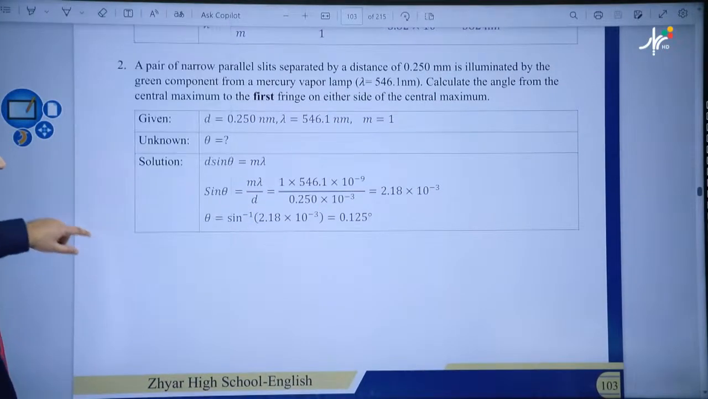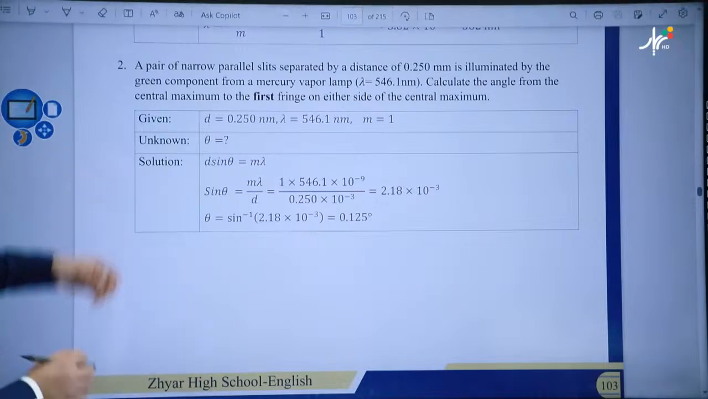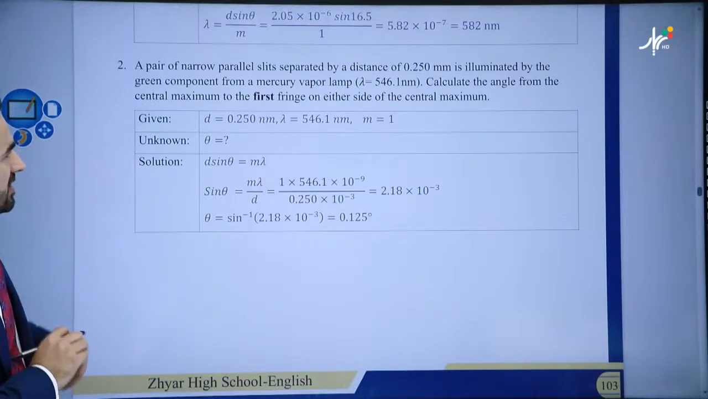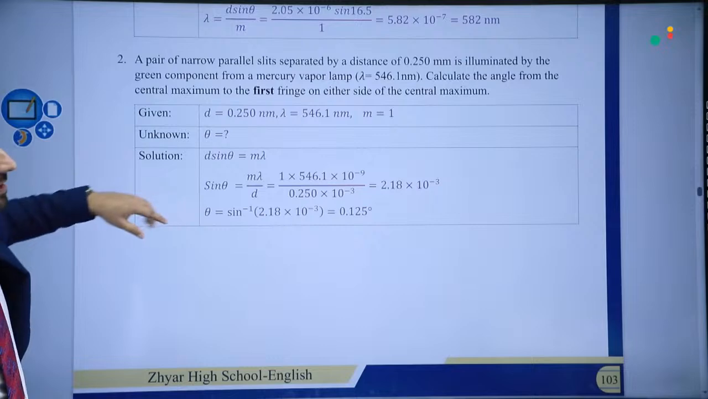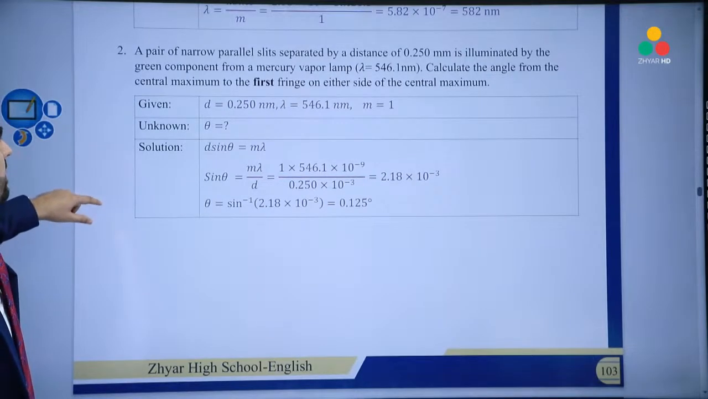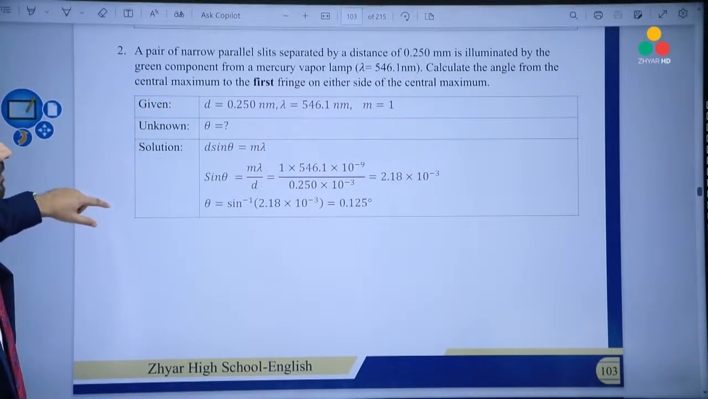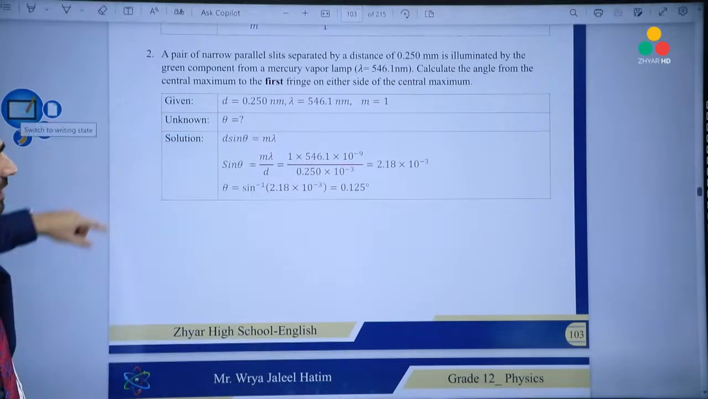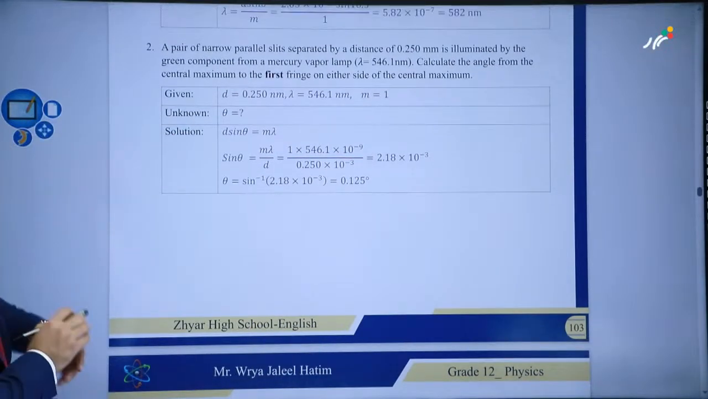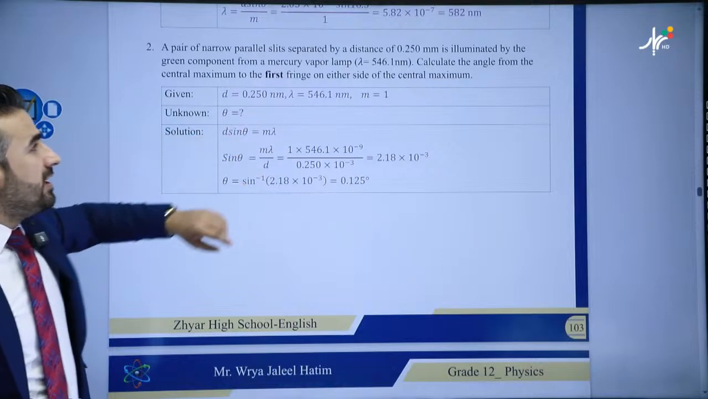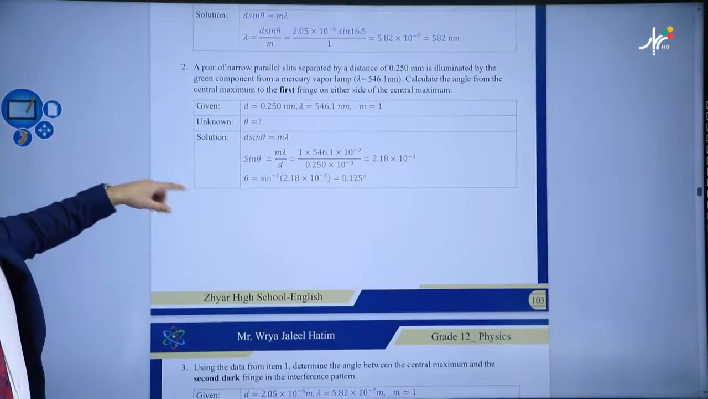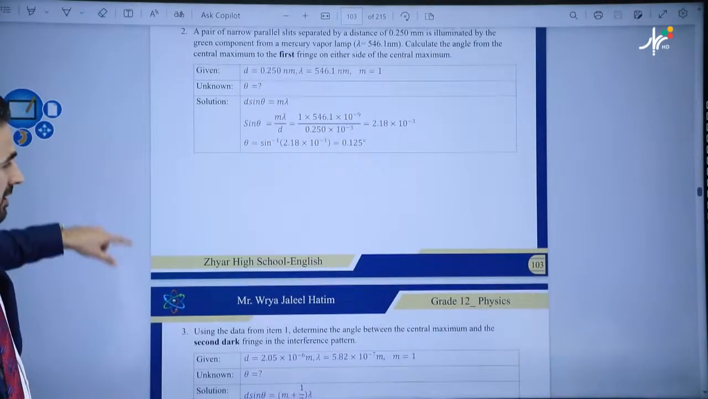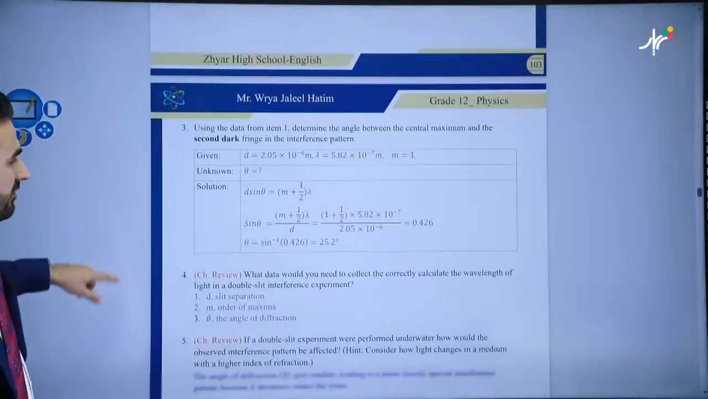Okay, and another question that we have here says the following. A pair of narrow parallel slits separated by a distance d, in millimeters, careful, is illuminated by a green component from a mercury vapor lamp. Lambda is given, in nanometers again. Calculate the angle from the central maxima to the first fringe on either side of the central maxima. You'll just plug in the numbers.